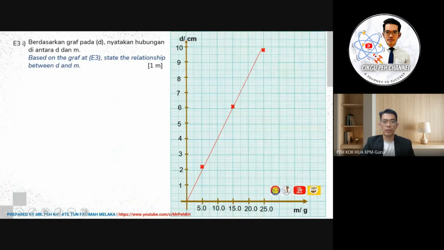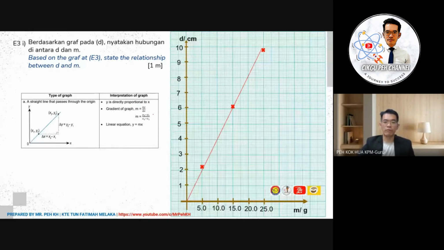Okay, so here the first question, based on the graph, state the relationship. From the graph here you can see very clear. Our graph is a straight line passing through origin, so it should be directly proportional. You can look at the relationship you learned in Form 4 Chapter 1 already. So here x and y are directly proportional. So D is directly proportional to M because the straight line is passing through origin.